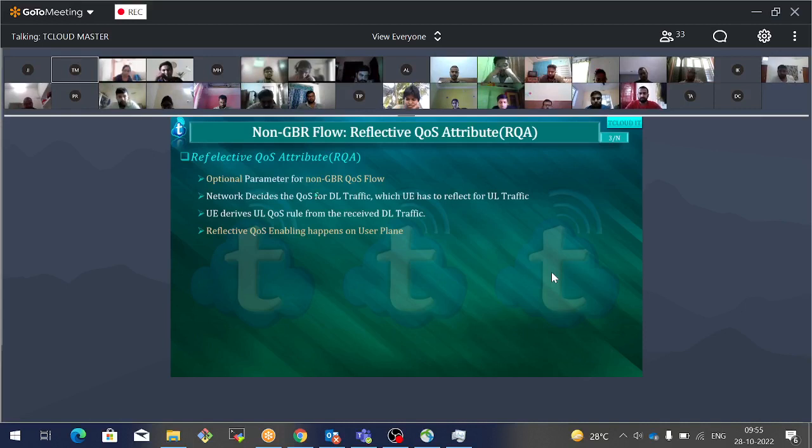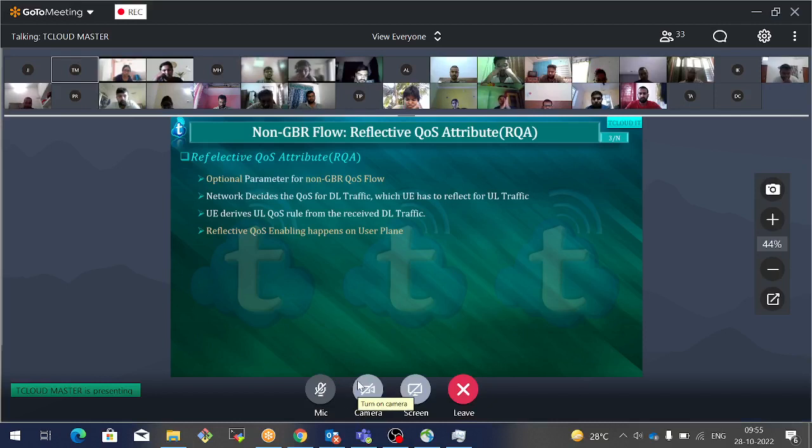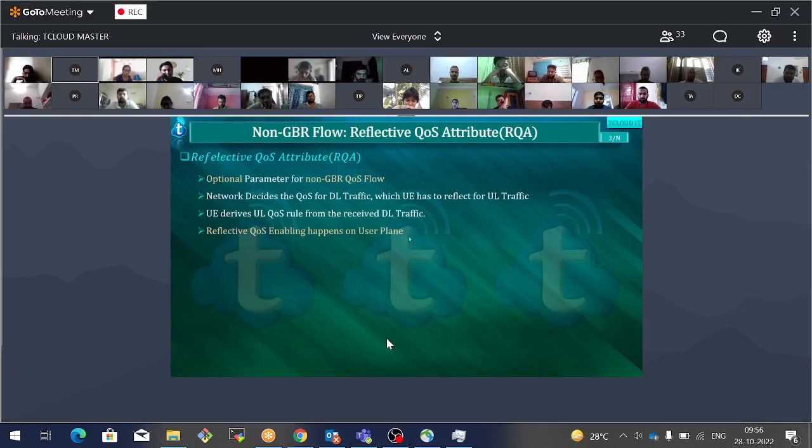What if we require this for uplink, for guaranteed bitrate also? That time network itself will have to configure both uplink and as well as downlink. You won't be communicating this information to the mobile equipment in user plane in case of guaranteed bitrate services. It needs to be exclusively configured. But only in this case, this quality of service flow enabling happens with the help of the user plane. How? We'll find out.